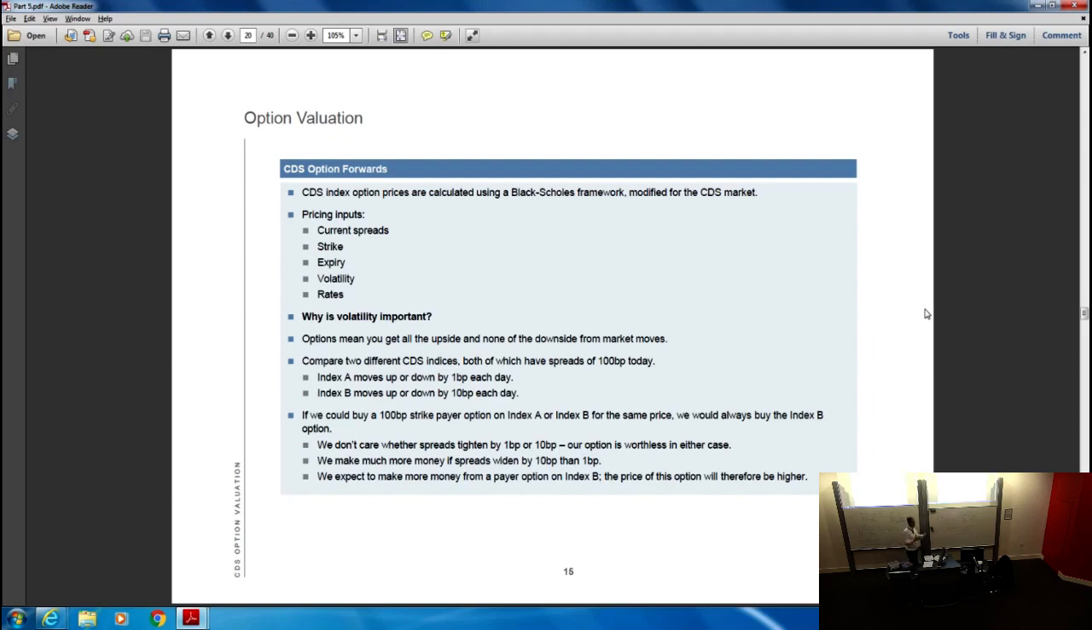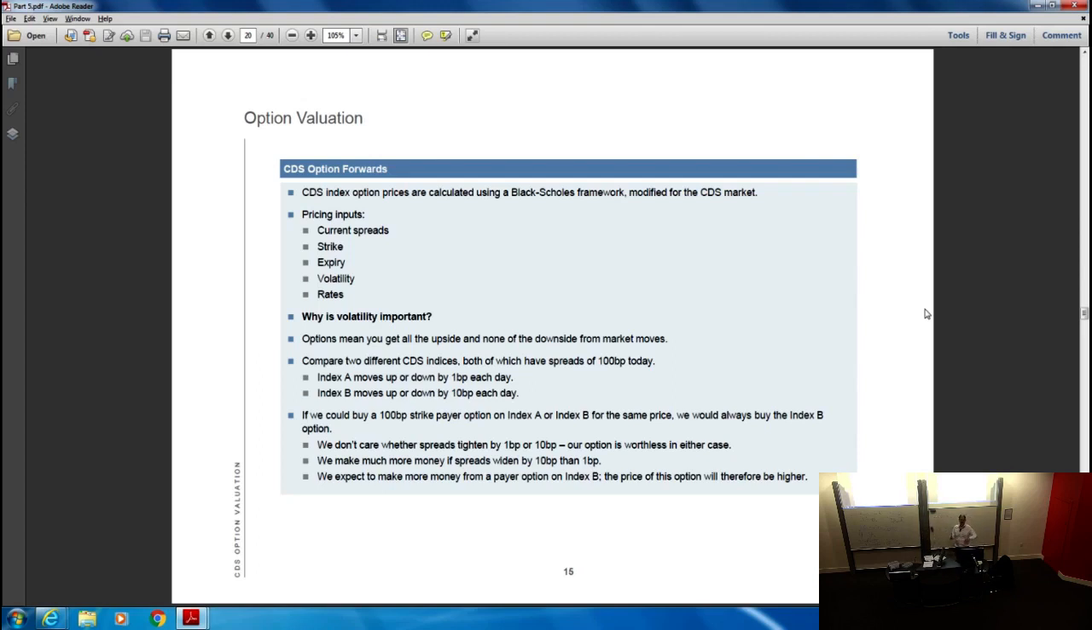If volatility is higher, then the option is going to be worth more. As a simple example, take a CDS contract with a spread of 100 basis points. If you have one CDS contract where the spread moves up and down by 1 basis point each day, and another where the spread is moving up and down by 10 basis points each day, which option is going to be more expensive? The one that has the higher volatility is going to be the more expensive one, i.e. the one that moves up and down by 10 basis points each day is going to cost you a lot more.